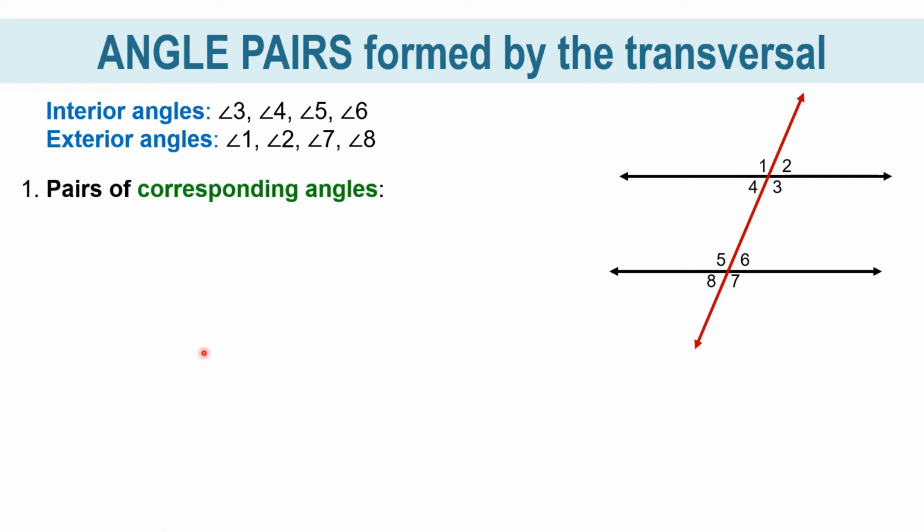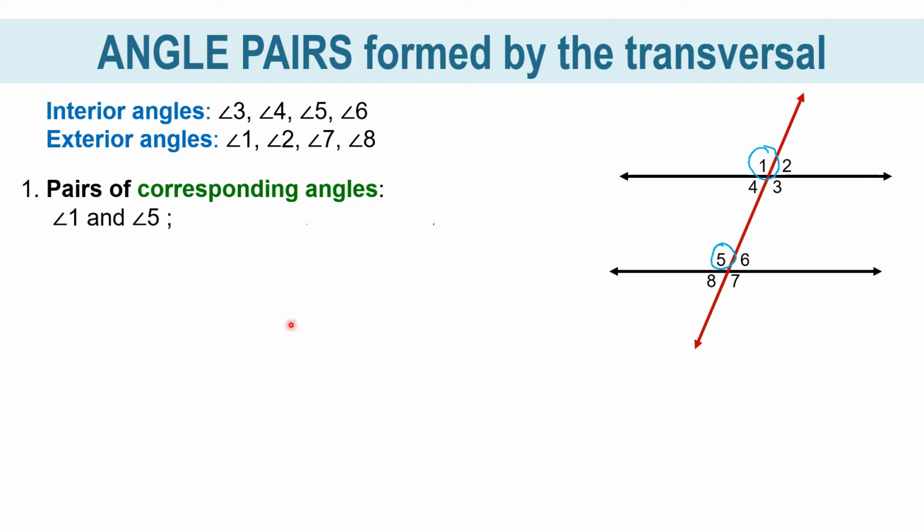First one, we have pairs of corresponding angles. When we say corresponding, for example, we have this angle 1 and we are looking for the corresponding angle of this. You just have to look at the angle with the same position as angle 1. So, if you look at angle 1, it is in the upper left part of this set of angles. So, therefore, we have to look also for the upper left part of the second set of angles. So, we have here angle 5. It means we can say that angle 1 and angle 5 are corresponding angles.